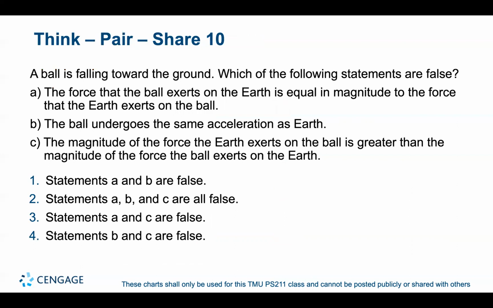So let's consider this question. A ball is falling towards the ground. Which of the following statements are false? And the answer to this is statements B and C are false.